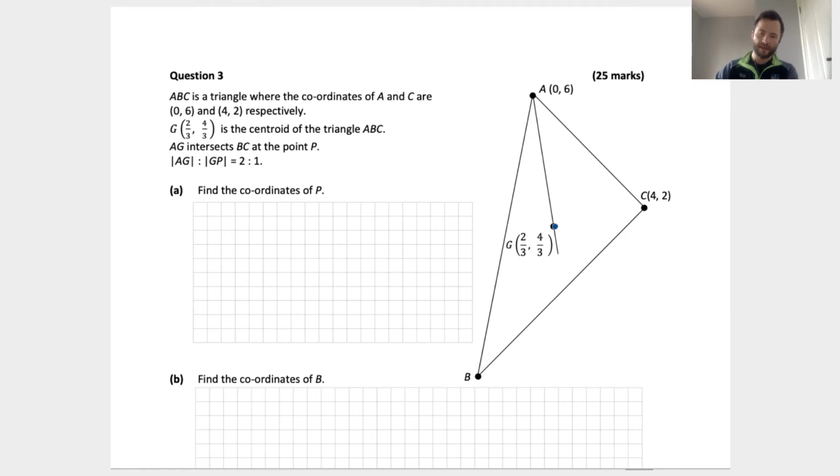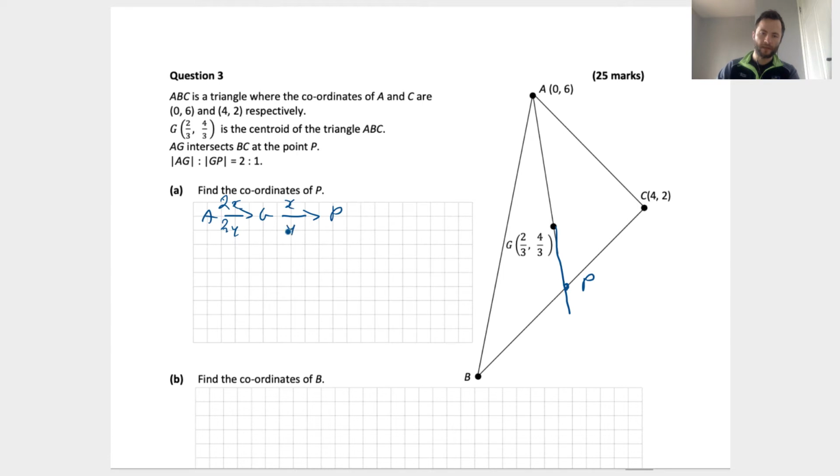So if we extended this line a little bit further, this point here would be point P. And segment AG and segment GP are related to each other in a ratio of 2 to 1. So what this tells me is that the transformation from A to G will use twice as many units for X coordinates and twice as many units for Y coordinates as the transformation from G to P.